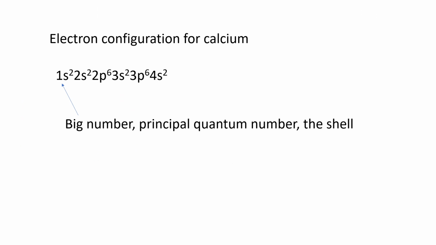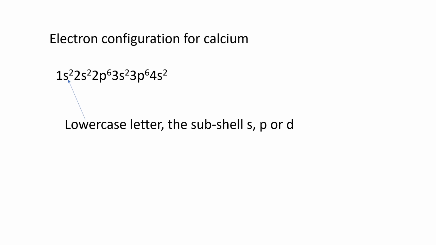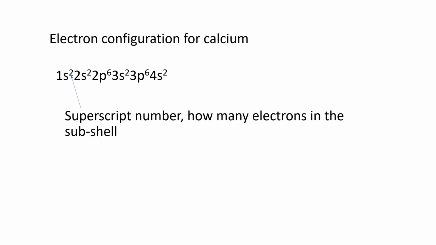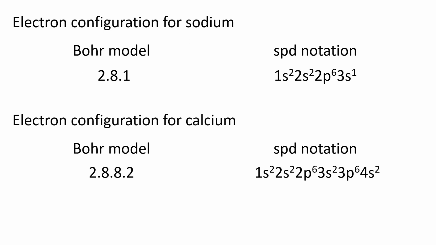The big number is the principal quantum number and relates to the shell where the electron is found. The lowercase letter refers to the subshell and is either S, P or D. A superscript number is used to state how many electrons are in that particular subshell. Here's a comparison of the electron structure of sodium and calcium using the Bohr model and SPD notation. Remember, the number of electrons in each shell is the same using both models. SPD notation gives more detail about the types of subshell present and how many electrons are in each subshell.